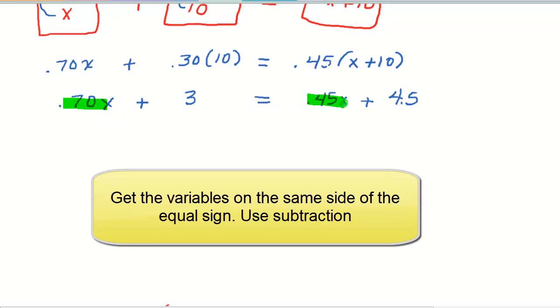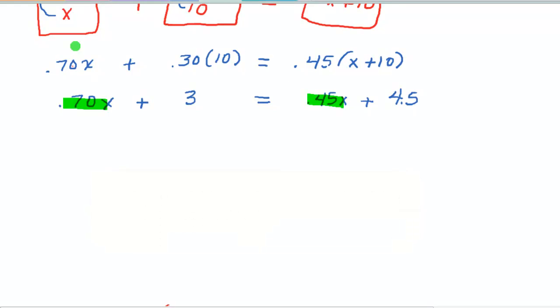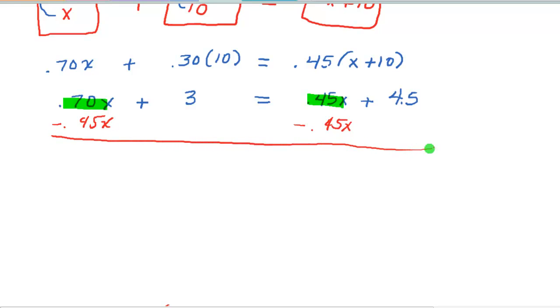Okay, we've got x's on both sides of the equation, so we have to get them on the same side. We're going to move over the 0.45x to the left, so we're going to subtract it from both sides. And I'm lining up my decimals, although, of course, you can use your calculator for this. But I'm going to have to borrow here. And so I get 0.25x, bring down the 3, equals, those 0.45x's cancel, and so we're left with a 4.5.